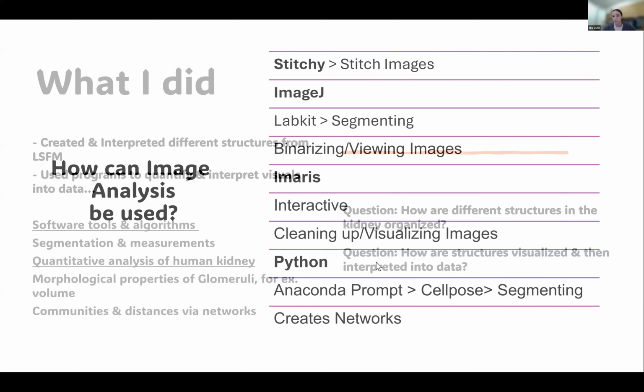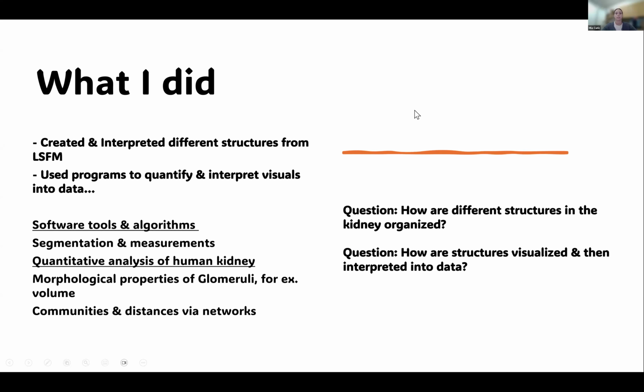Let's see what's next. These are just my questions, so you guys can look at them again. I interpreted different structures from the light sheet fluorescence microscopy, and I used different programs to quantify and interpret these visuals into data. I used different software tools and algorithms to segment these structures and make them pop in my image, as well as quantitative analysis of the human kidney. I'll show you my morphological properties of glomeruli, for example volume, that I found from these softwares. And through networking, you're able to create communities and showcase connections between different structures in your image.